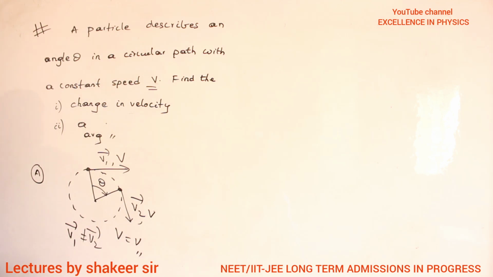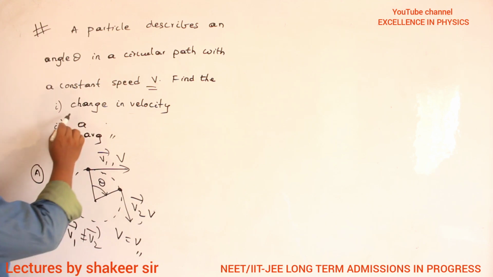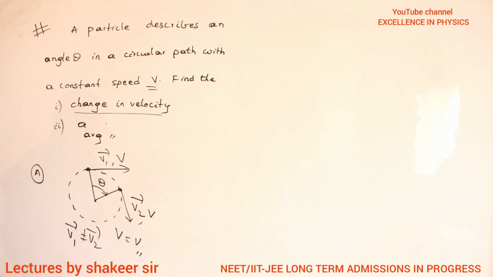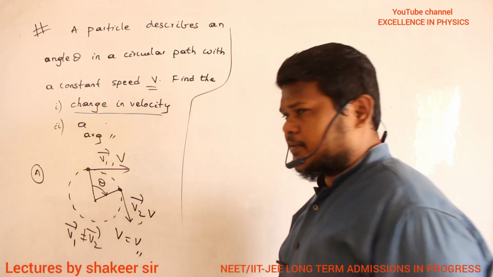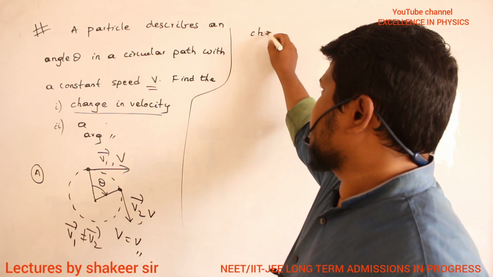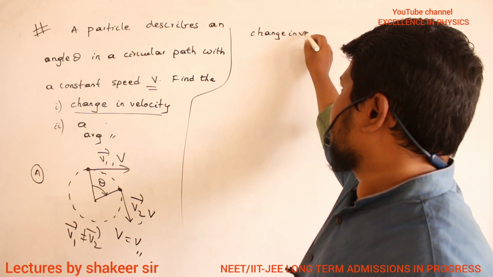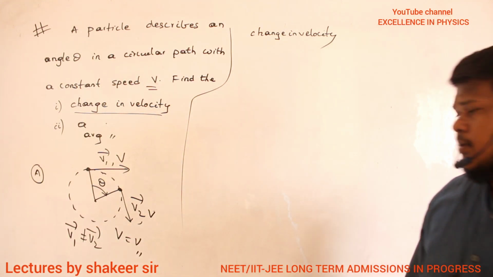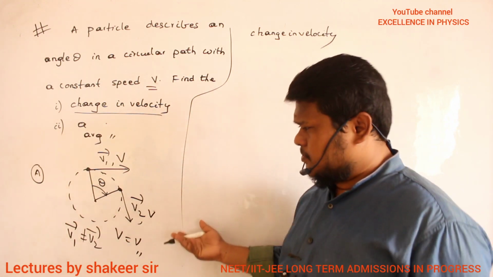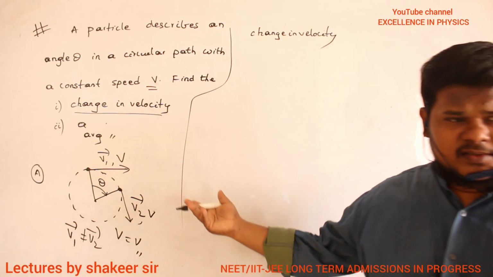Okay. So then what he is saying, it is covering an angle theta, then you are supposed to find out the change in velocity. What is meant by change in velocity? Change in velocity means what? Change in displacement by change in time. But here we don't know what is the displacement.